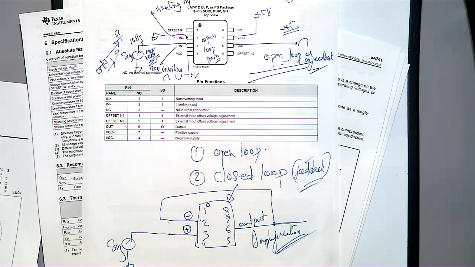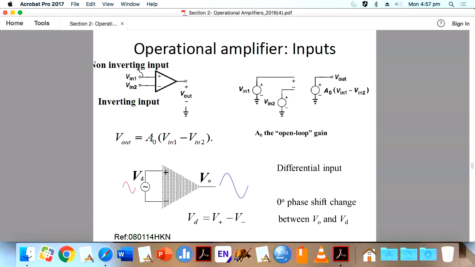And then for the operational amplifier, the output, we can write the output of the operational amplifier as the following. The output voltage equals A0, and this A0 is called the open loop gain. It means when there is no loop, what you have seen on the data sheet, the gain of 100 dB. So that is the open loop gain times V in 1 minus V in 2. So this is a typical output for an operational amplifier: open loop gain times V in 1 minus V in 2.